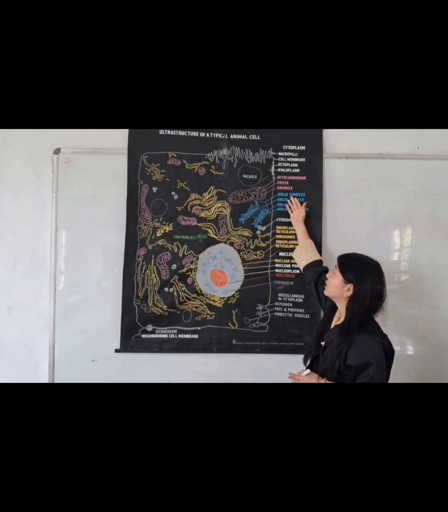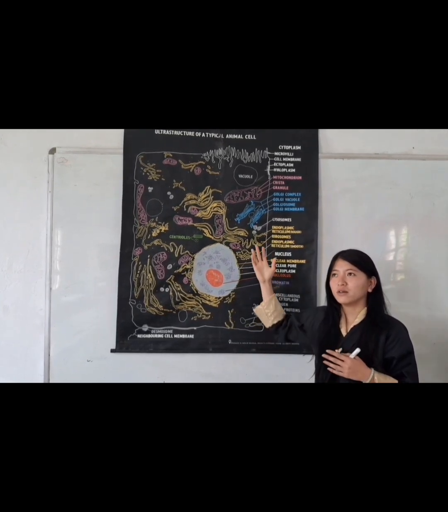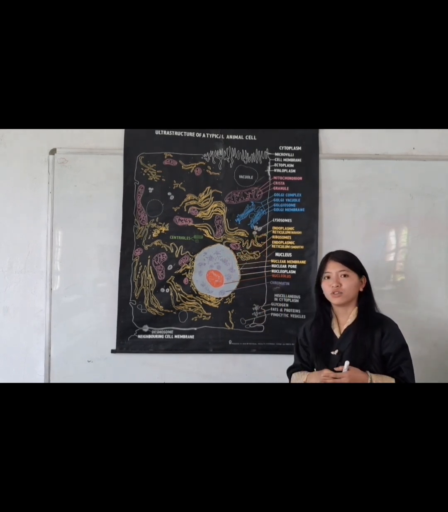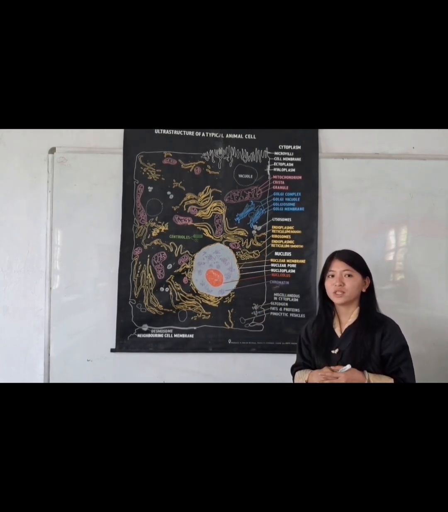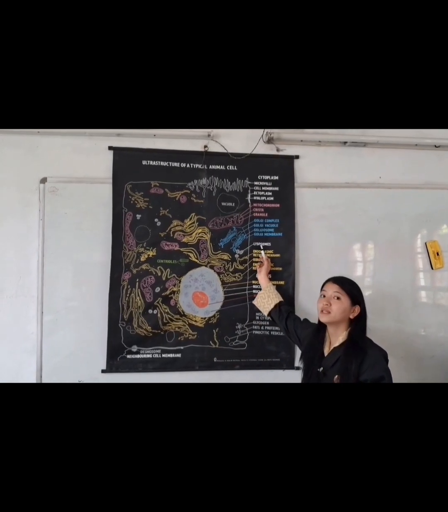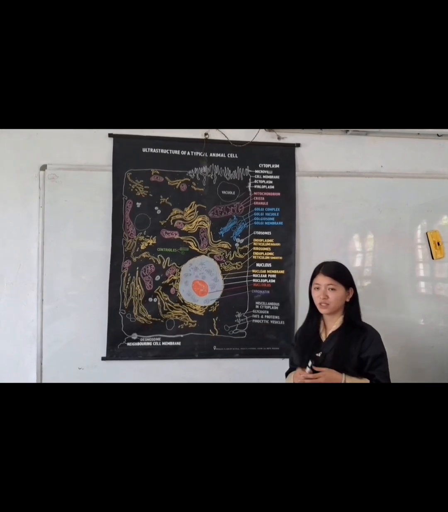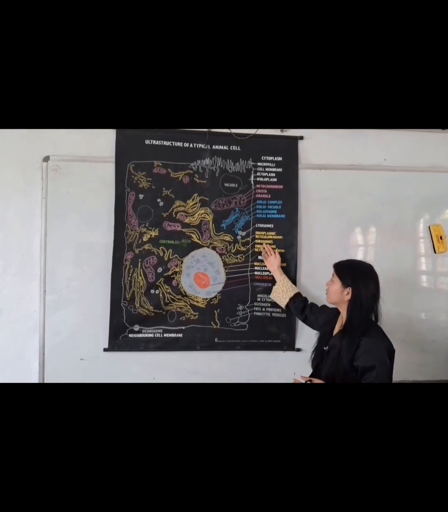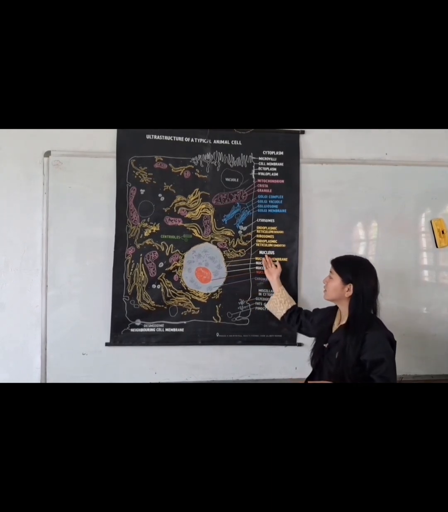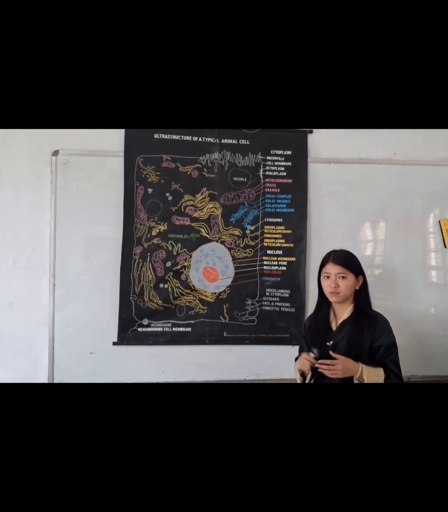Number three, the Golgi complex. It is also an important organelle in the cell, where it functions in cell growth, development, and communication with the external environment. Lysosome contains enzymes that break down waste material and foreign invaders. The next, ribosome, helps in synthesizing proteins. The nucleus contains genetic material, that is DNA, which helps in cellular activities.